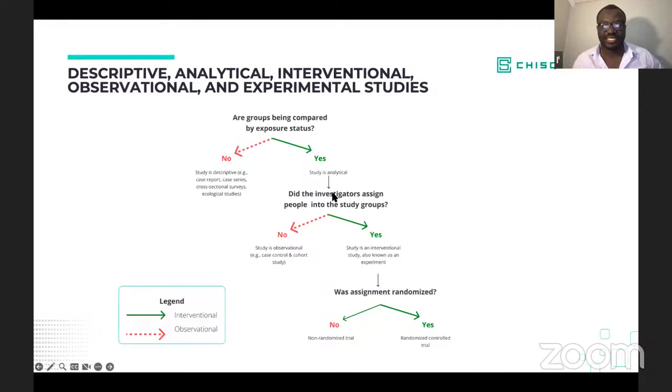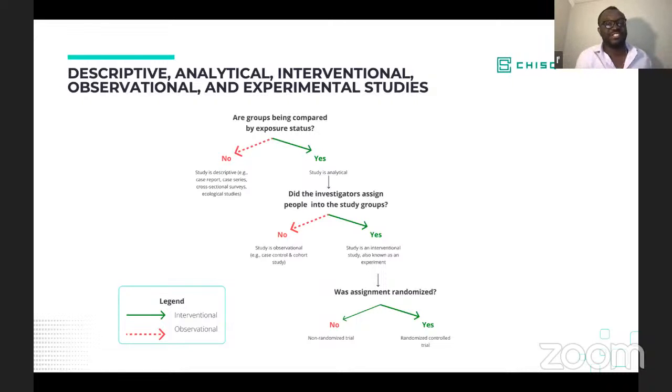So the next question we have to ask is, did the investigators assign people into the study groups? So we say, sure, we're comparing people exposed or non-exposed. Who made the assignment? Who assigned people? Was it the investigator or was it nature or nurture? Sometimes the assignment is done by God, maybe where you were born, right? If we're looking at, for example, the association between place of birth and mortality, well, nobody assigned you. The investigator did not assign you to be born in that place. That assignment was done by nature, right? So in that case, since it was not the investigator that assigned you, we say that, well, it's observational.